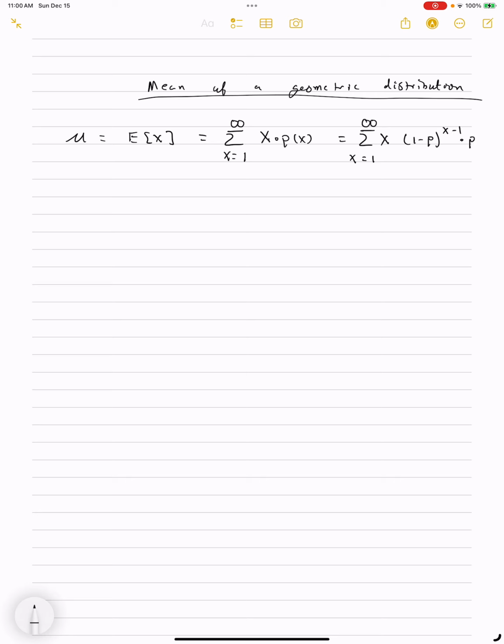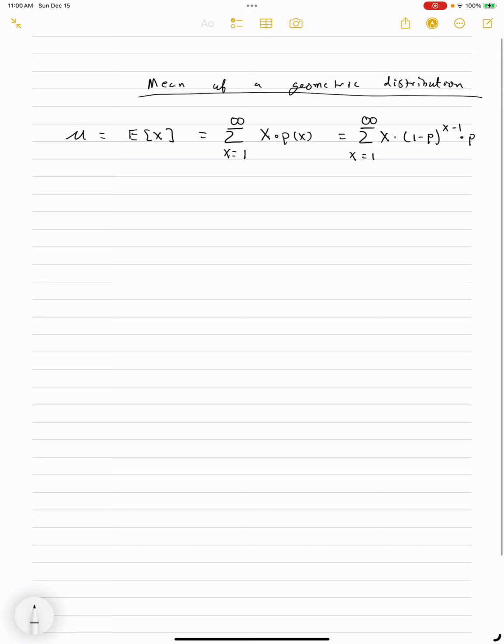It turns out that determining this sum is not that easy. It's not hard, but it would involve some tricks from calculus. Okay, so there's an easier method that we talked about. The expected value of x is nothing more than the derivative of the moment generating function of a geometric evaluated at 0. So we're going to just calculate the derivative of the moment generating function for a geometric distribution.